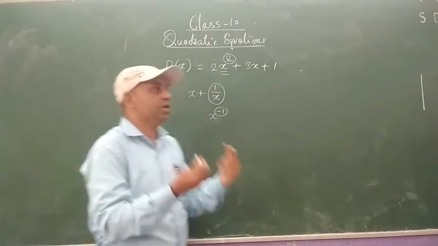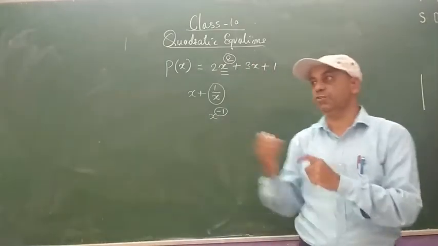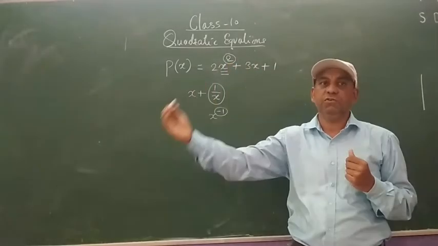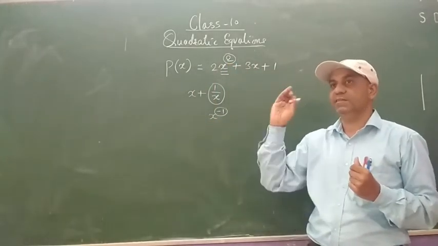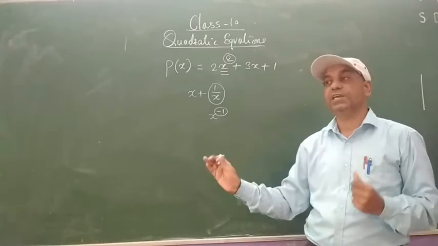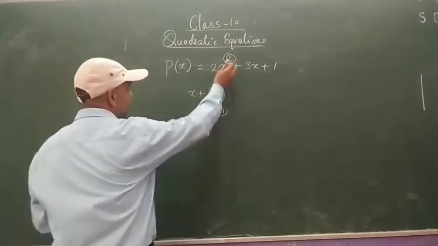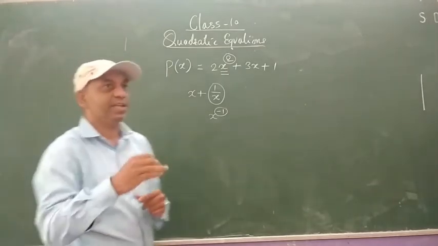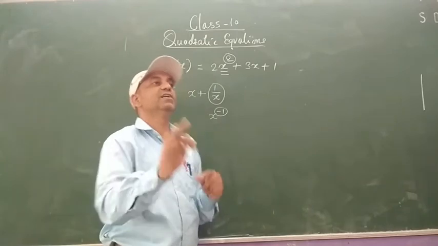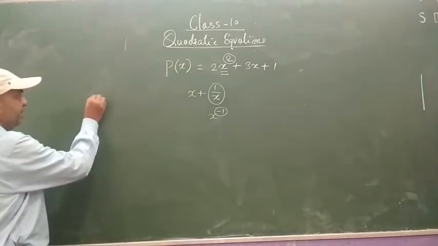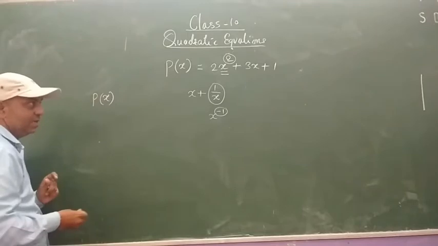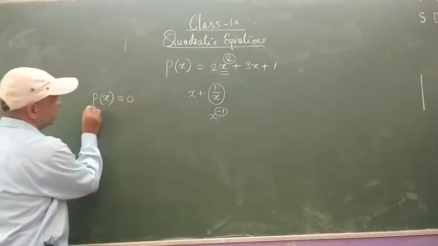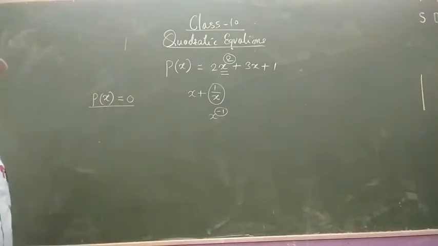Now, when any polynomial is equated to 0, that algebraic expression is called an equation. So what is meant by a quadratic equation? When a quadratic polynomial is equated to 0, it is called a quadratic equation. It means if P(x) is a quadratic polynomial and P(x) equals 0, then it is called a quadratic equation.